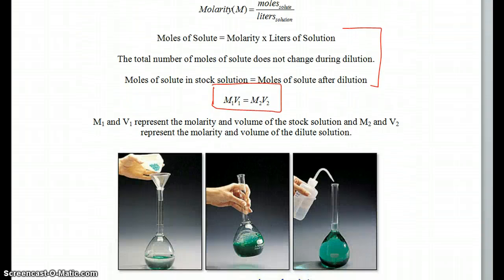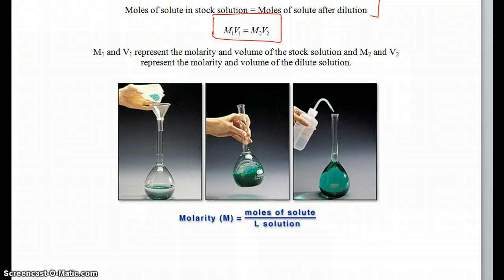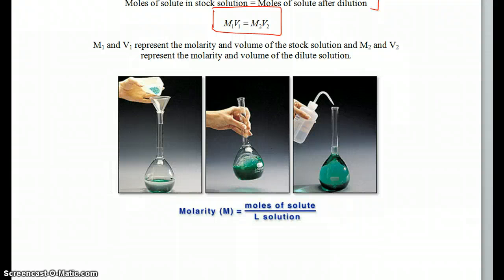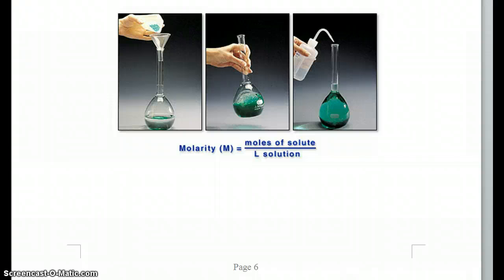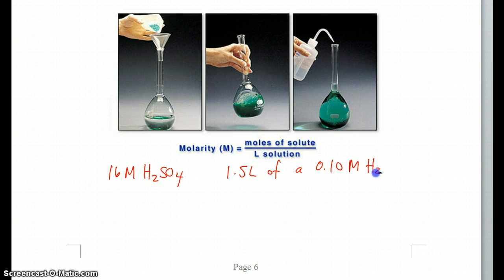Okay, so this is just a picture of a dilution happening. I want to go through one quick example, and I know we've already talked about this a little bit, but what I want to ask is what volume of 16 molar H2SO4 must be used in order to prepare 1.5 liters of a 0.10 molar H2SO4 solution.